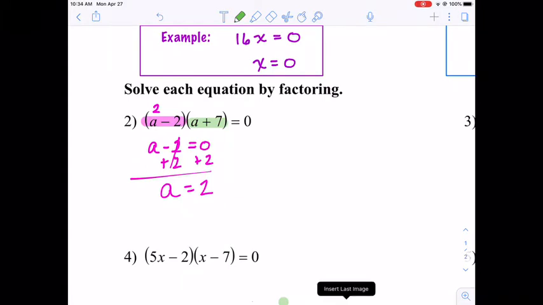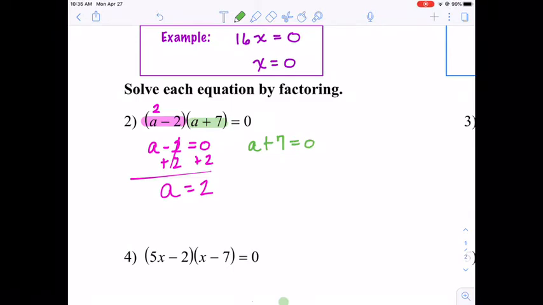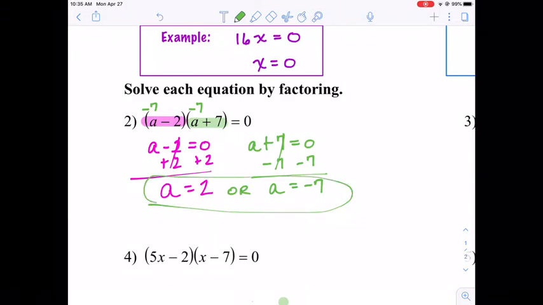I could also make the second quantity equal 0, the a plus 7. In order to solve that, I will subtract the 7 from both sides. And that gives me a equals negative 7. So that would give me negative 7 plus 7 in that second binomial, which is 0. The first one, if a is negative 7, is a negative 9. Doesn't matter. Whatever it is, if I multiply it times 0, the two are going to multiply to give me a quantity of 0. So my answer is a equals 2 or a equals negative 7.